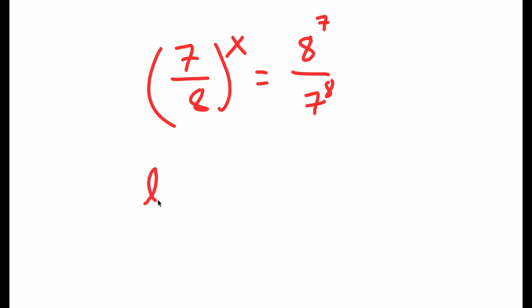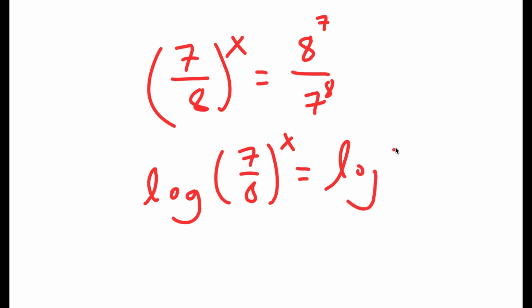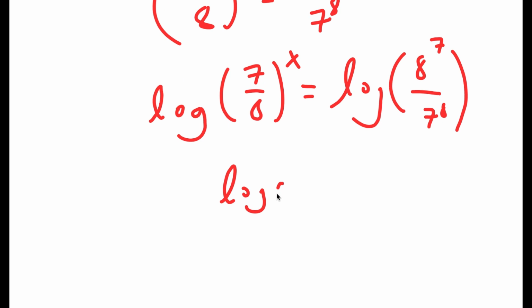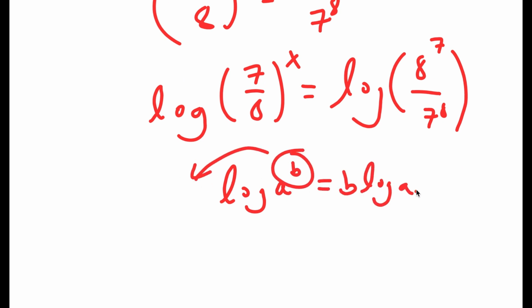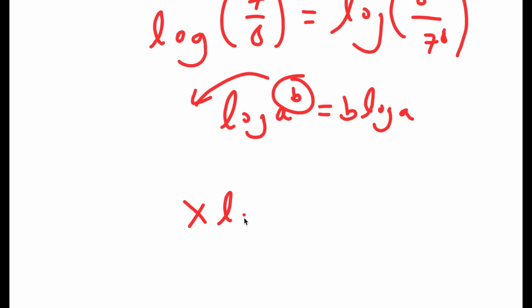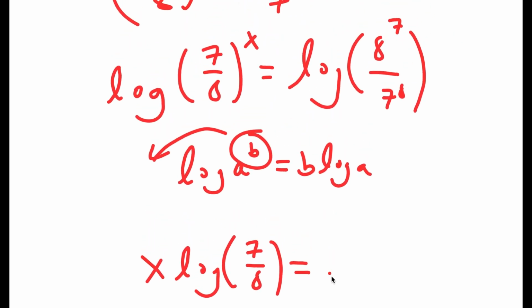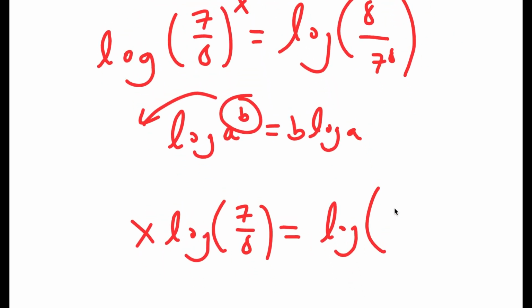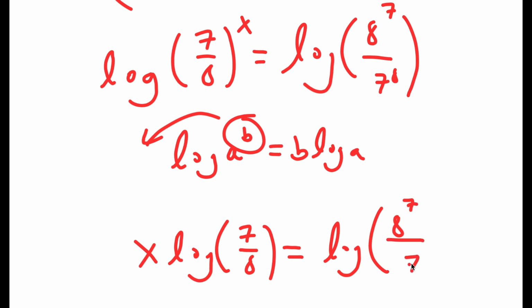Now I'm going to take the log on both sides, so I get log of 7 over 8 to the power of x is equal to log of 8 to the power of 7 over 7 to the power of 8. Now if I have something in the form log a to the power of b, I can move this exponent b to the front, so it's going to equal b times log a. So in this case, I get x times log 7 over 8 is equal to log of 8 to the power of 7 over 7 to the power of 8.